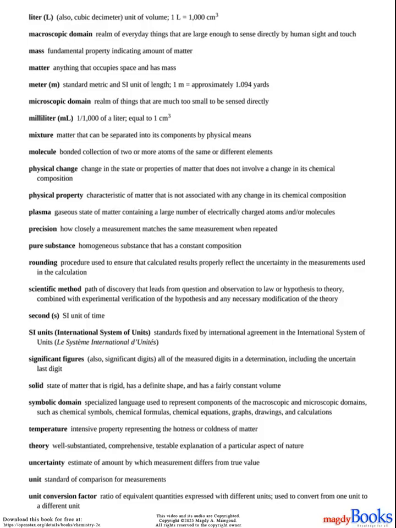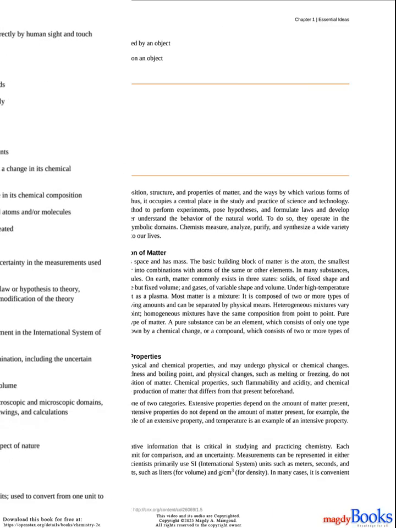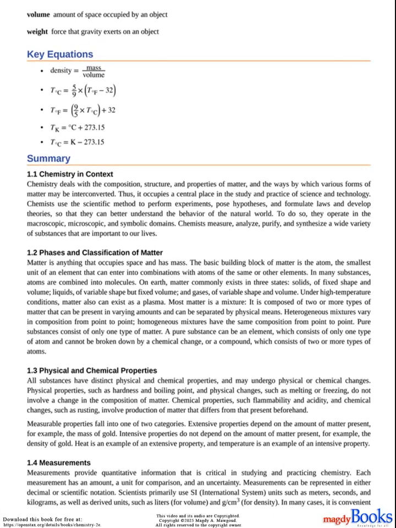50. Uncertainty. Estimate of amount by which measurement differs from true value. 51. Unit. Standard of comparison for measurements. 52. Unit conversion factor. Ratio of equivalent quantities expressed with different units, used to convert from one unit to a different unit. 53. Volume. Amount of space occupied by an object. 54. Weight. Force that gravity exerts on an object.